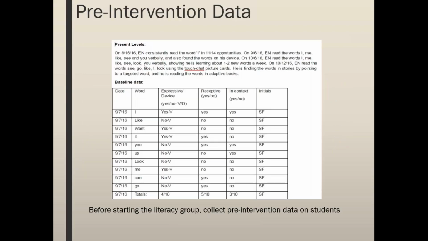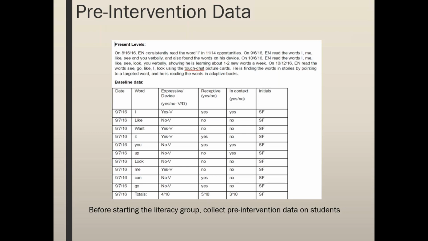So here is pre-intervention data. So this was back in 2016, and you can see those words that I just mentioned: up, look, me. These are words that they can use to stand alone. So before you even start the intervention, you want to collect data on what words you need to focus on. So this is a data collection sheet that's available on Maureen's presentation. And again, we're testing them in 3 ways. So expressively, can they say the word either on their device or with their voice? Receptively, can they find it in a field of 3 words? And in context, can they identify it in a sentence?